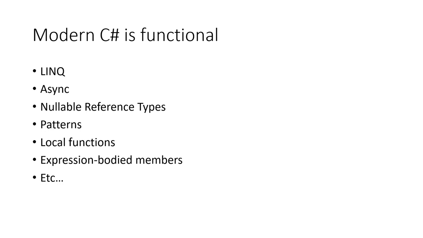Local functions are functions that you can embed inside of methods in C#. Embedding functions within functions is a functional programming concept. And expression-bodied members are a way to not have to have this block body and explicit return. You can just have an expression be the body of a method or a property. And that's just what it is. Again, that sort of brevity, that sort of way to just say, hey, I'm dealing with expressions, not necessarily statements, is functional programming. So there's sort of this emerging trend that's going on. Languages are adopting this sort of stuff.